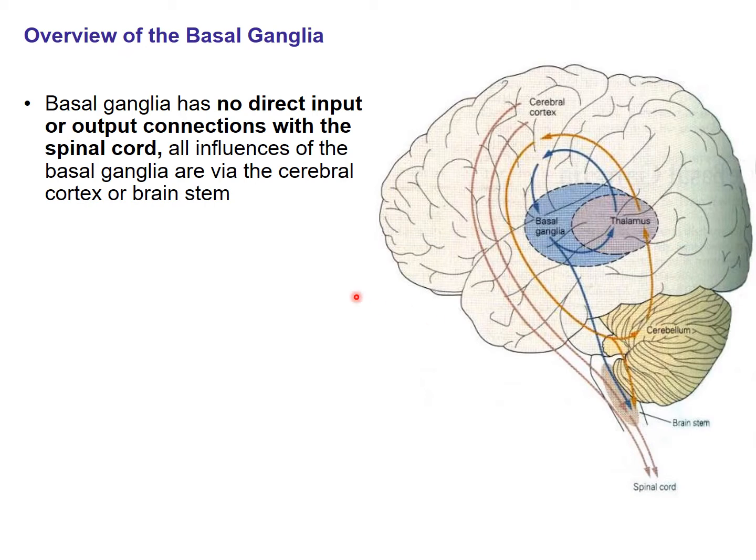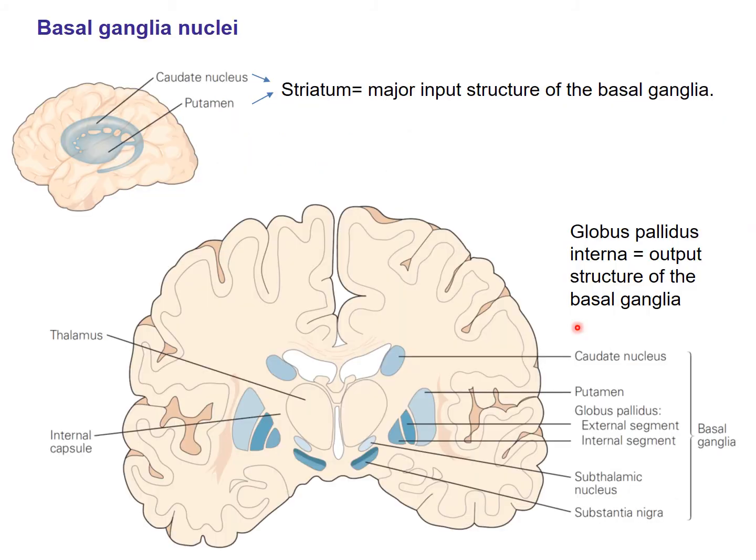The basal ganglia has no direct input or output connections with the spinal cord. All of its influences are via the cerebral cortex or the brainstem. So in this little diagram, the blue areas, this is the caudate nucleus, this thing here on top, and this region here is the putamen. And the caudate nucleus and putamen together constitute the striatum, which is the major input structure of the basal ganglia.